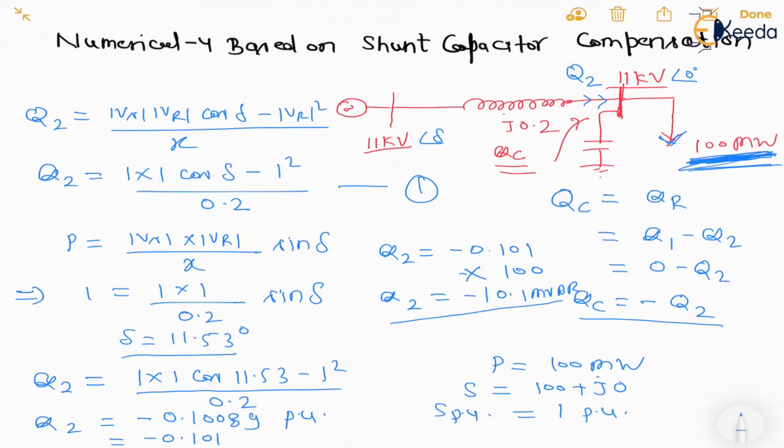This is not our final answer, guys. The final answer is QC. The QC value will be minus of minus 10.1, and that is coming out to be plus 10.1 MVAR. So the 10.1 MVAR option is correct.